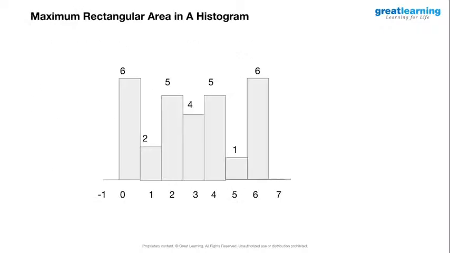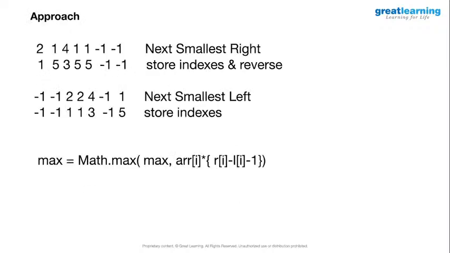For 2, what is the smallest? It is 1. So you can see that for 2 the smallest element is 1, and the index is 5. Similarly, we are going to store the indexes for all of these elements from the right hand side. Similarly, we will do the same thing for the left hand side.